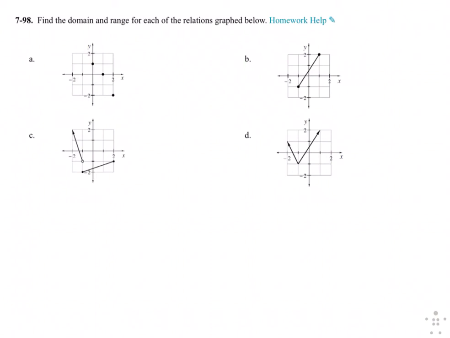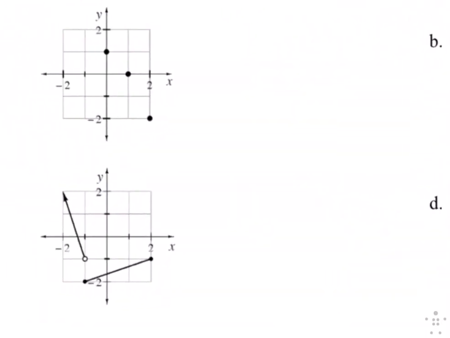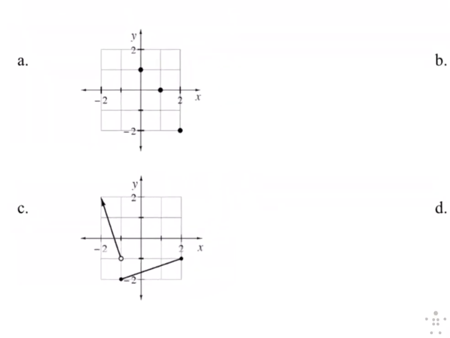Okay, for 98, they want the domain and range. I'm going to make these bigger, and then I'll do two at a time. So let's do these two first. These are A and C.